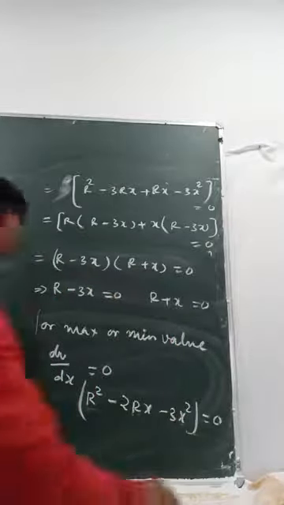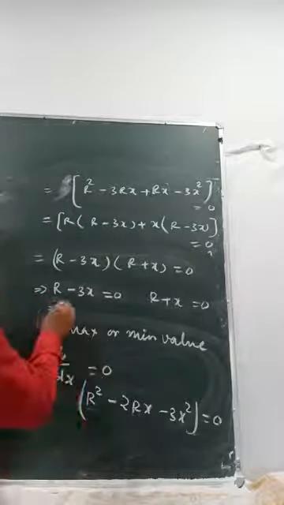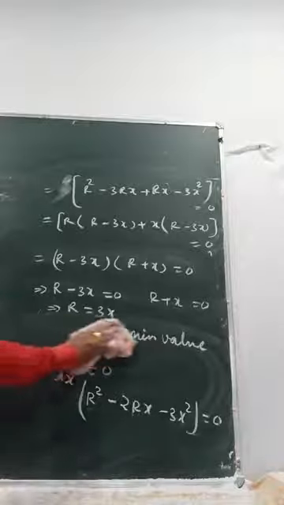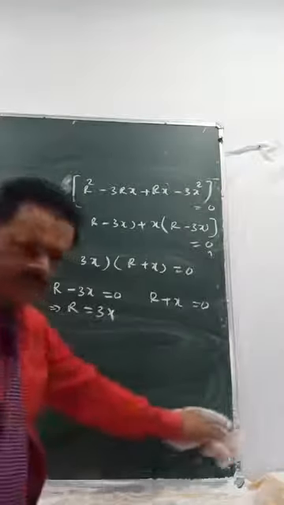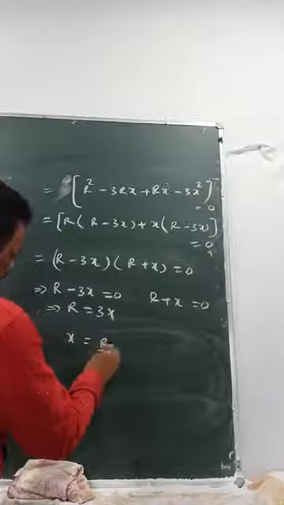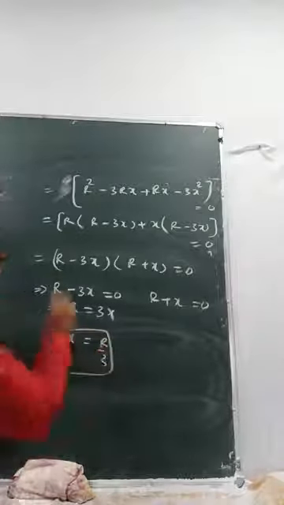So what is our conclusion here? This implies r equals to 3x, but you have to find the variable. Variable means x you have to find out. So x equals to r by 3. Let's keep this one in the box.